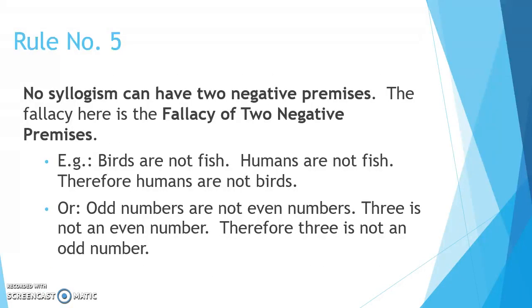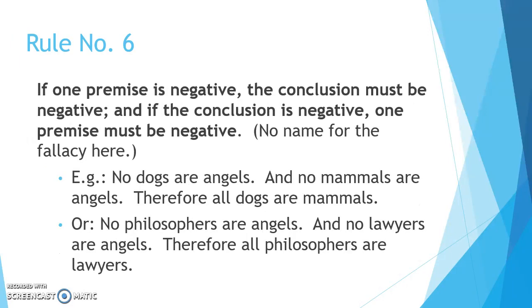Rule number 5. No syllogism can have two negative premises. The fallacy here is the fallacy of two negative premises, quite evidently. For example, birds are not fish, humans are not fish, therefore humans are not birds. Well, the conclusion is true, but the argument is completely worthless. Or, odd numbers are not even numbers, three is not an even number, therefore three is not an odd number. Here the conclusion is obviously false, and it is also fallacious.